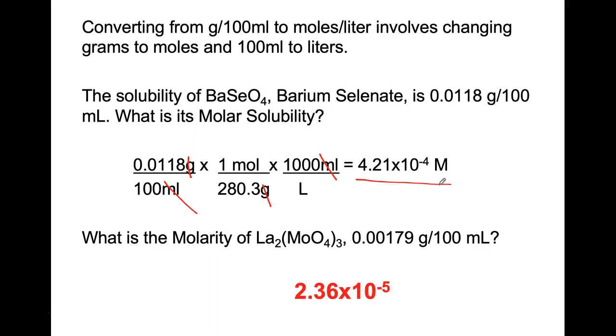2.36 times 10 to the negative fifth. So you're going to find that this compound has a pretty big molar mass, something over 700. So you want to check this. This is probably the most common area for concern.